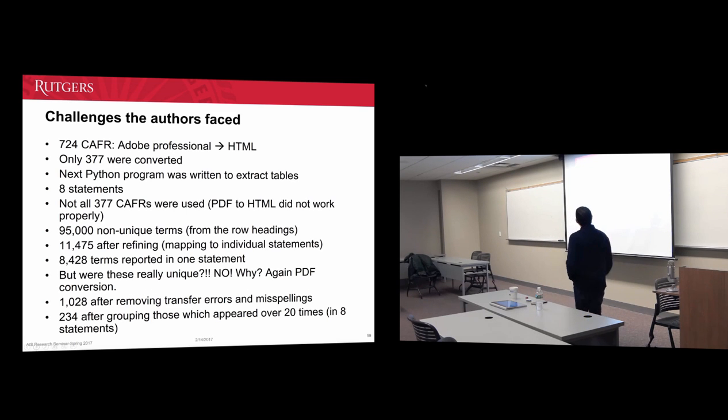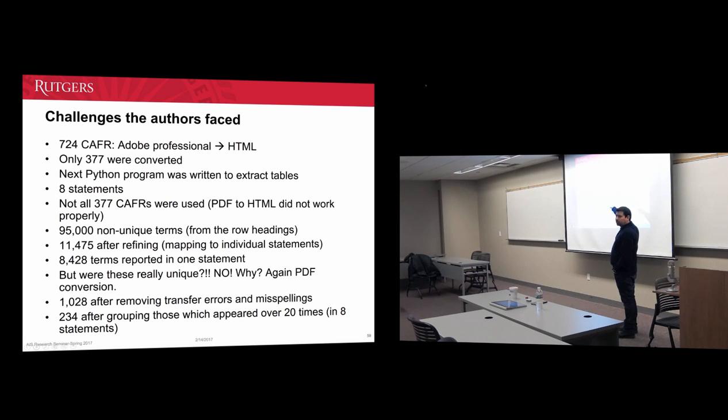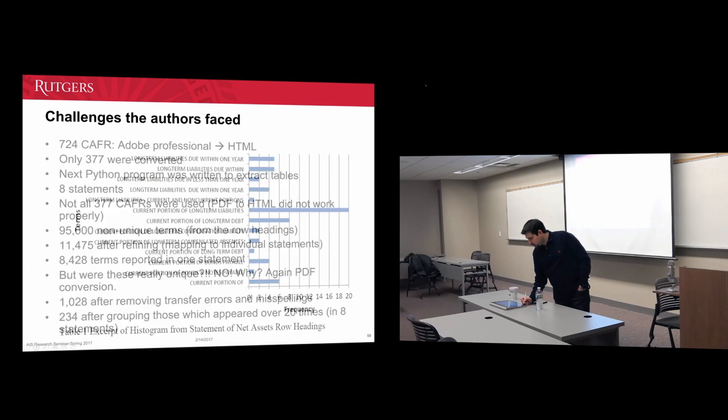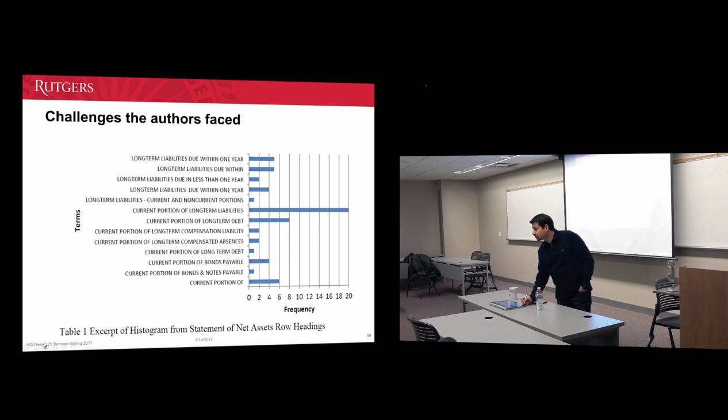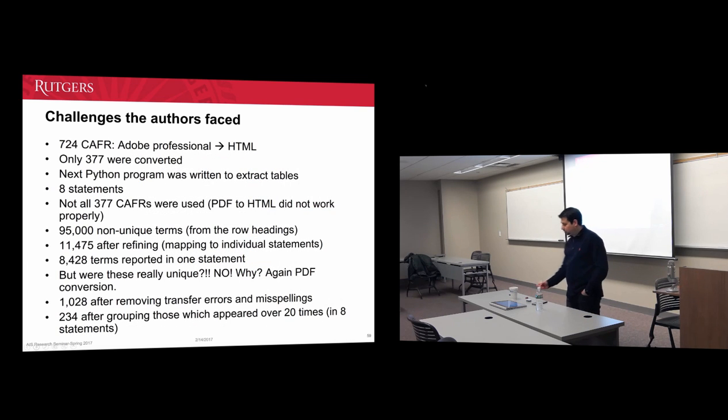They faced many challenges, and many of them were very difficult. Only 377 were converted out of 724. They started with a large number of items, and at the end they ended up with 234 elements, because many of them are repetitive or similar. We actually did something similar in Excel. You look at the frequency and pick the one that appears the most. This is where they looked at the frequency of each item, saw which one was used the most, and then included it.